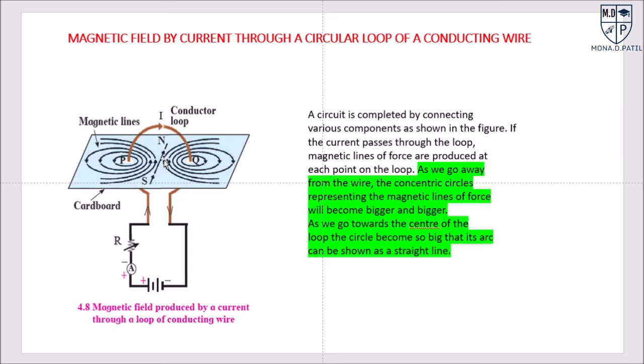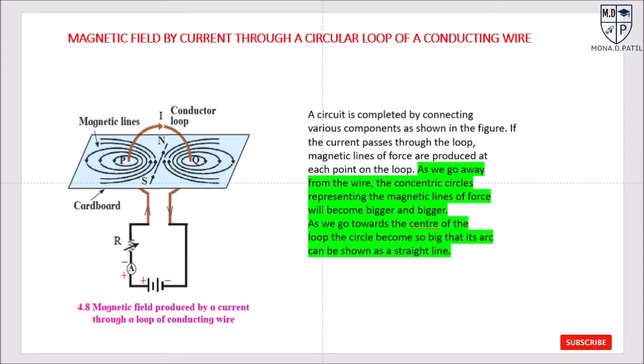Here at the center of the loop, the circle becomes so big that the arc can be shown as a straight line. As the circle becomes so big, the middle line looks like a straight line, which has formed a magnet here. You can see the two poles, north and south poles. So a magnet is formed due to this loop of conductor.